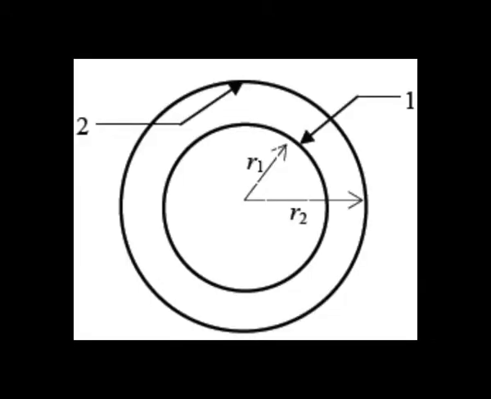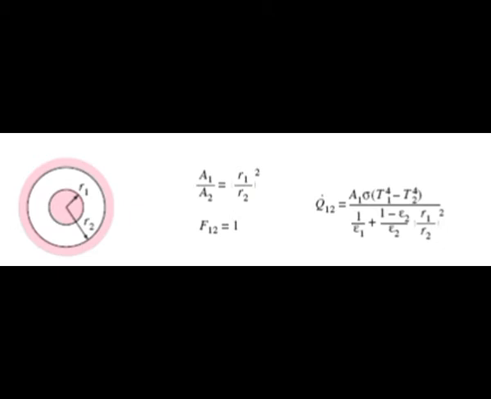And lastly is concentric spheres. For this diagram, we also have two radii, which are R1 and R2. A ratio can be made, which is A1 over A2 equals R1 to the power of 2 over R2 to the power of 2. And then we can also calculate the heat transfer rate by using the formula given. That's all for this subtopic. We continue with subtopic 1.5.